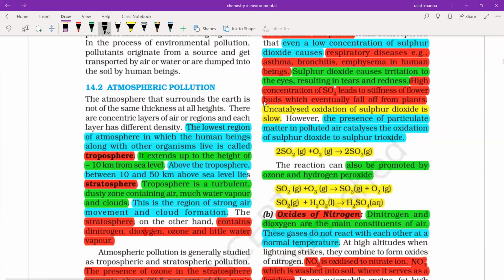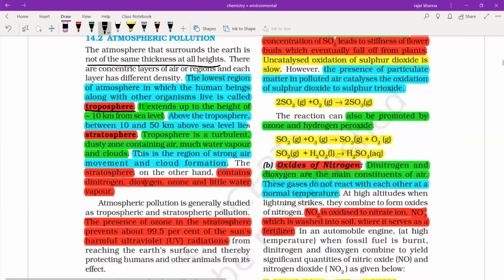We should know that the atmosphere is not the same at all heights. The lowest region of the atmosphere, in which human beings along with other organisms live, is called the troposphere. It extends up to 10 kilometers from sea level. Above the troposphere, 10 to 50 kilometers above sea level, there is the stratosphere.